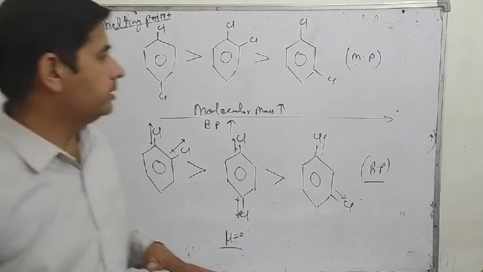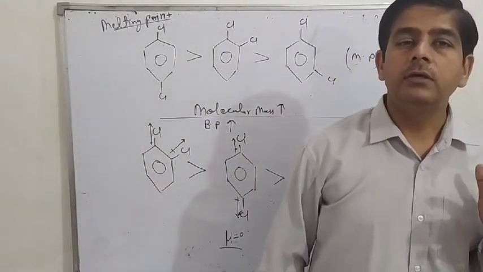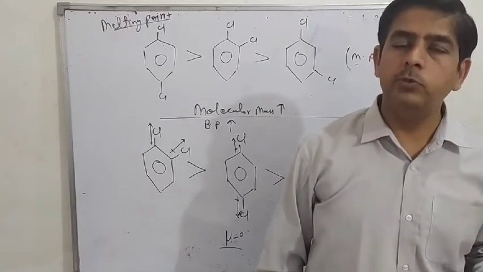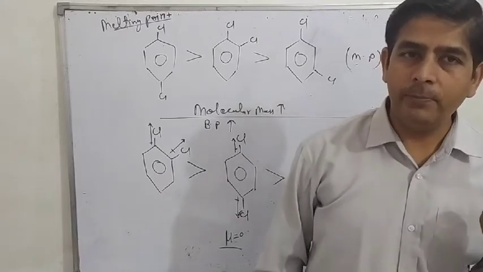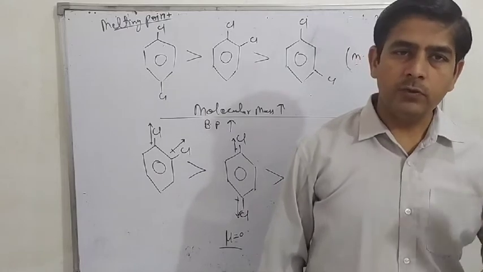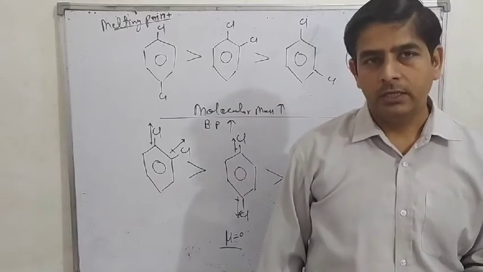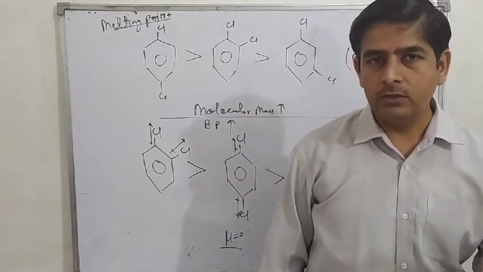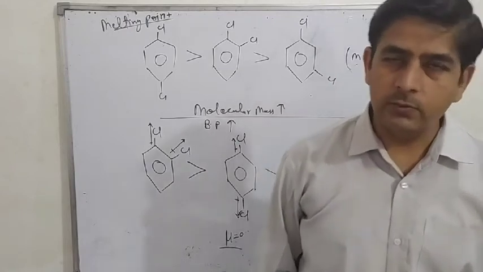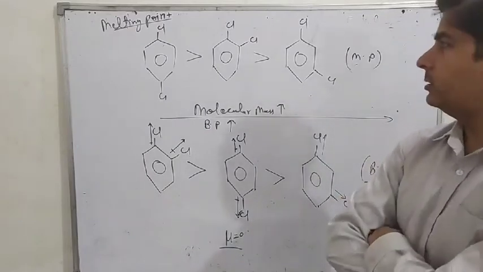Actually, keep it in your mind that the compound which is more symmetrical will have greater melting point, because melting point is directly proportional to the well packed structure of the compound in the crystal lattice, and the compound which is more symmetrical will have the closely packed structure, and it will be difficult to change it into liquid by giving temperature. So that's why paradichlorobenzene has greater melting point.